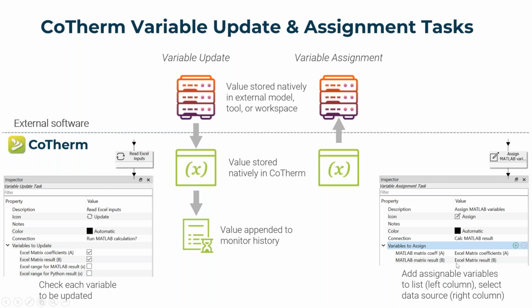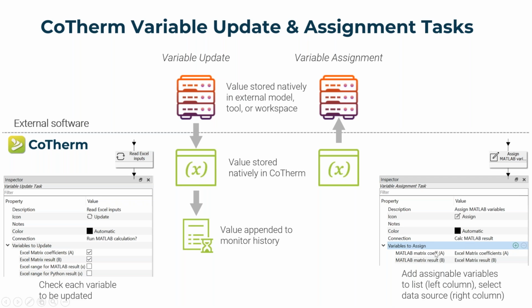The variable assignment task works by adding one or multiple assignable variables, and then also choosing on the right-hand side of this list which data to assign it to, or the source of data to assign into that. So this is similar to just in a programming language where you'd say variable equals value. The left-hand side is the variable that we're assigning, and the right-hand side is the data value that we're going to push.